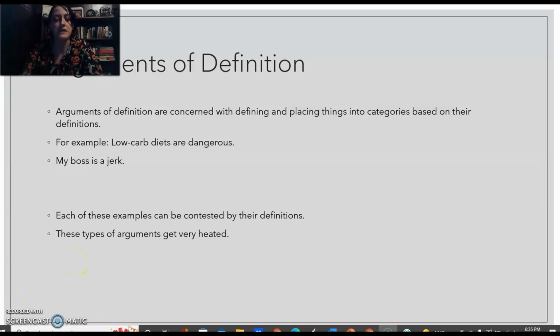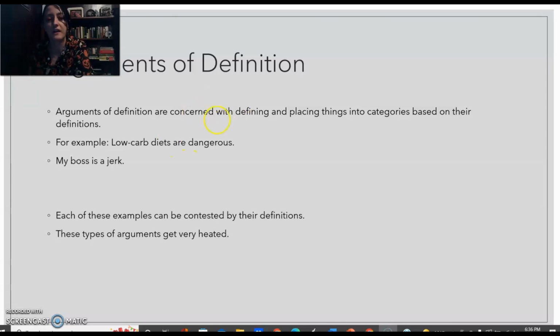Low-carb diets are dangerous. So, what words in there are people going to argue the definition about? One of the ones you might be seeing is dangerous. That's correct, right? People are going to argue that definition. What does dangerous mean? Are we talking about dangerous in terms of, oh, it's dangerous to walk home at night? Or are we talking about extreme sports, paragliding off a cliff type of dangerous? Within an argument of definition, somebody would call out, well, what is dangerous? We've got to define that so then we can see if low-carb diets are dangerous.